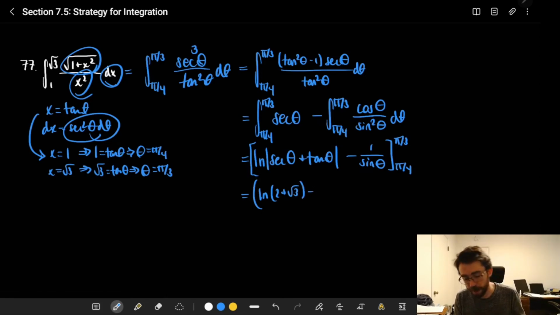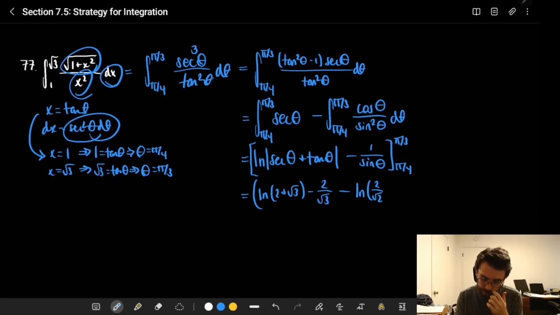Minus 1 over sine of pi over 3 is root 3 over 2. So reciprocal. Then subtract what you get if you plug in pi over 4. Secant of pi over 4 is 1 over cosine of pi over 4, but that's 1 over root 2 over 2, which is 2 over root 2.